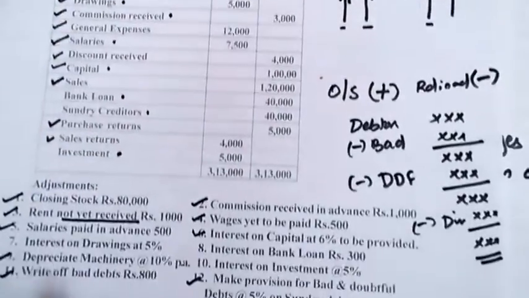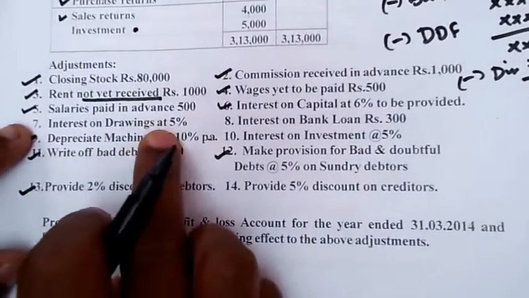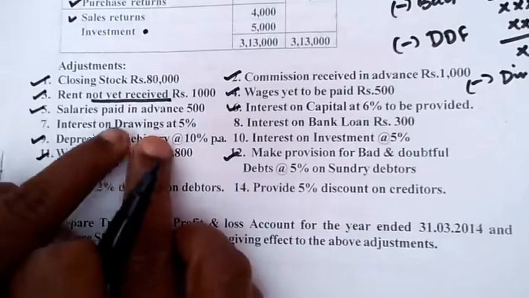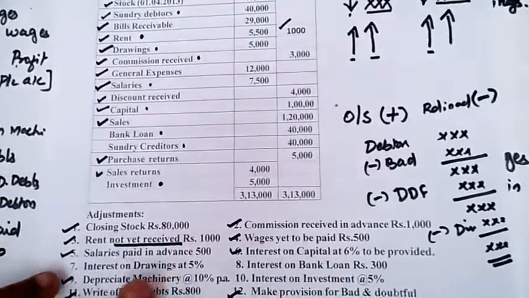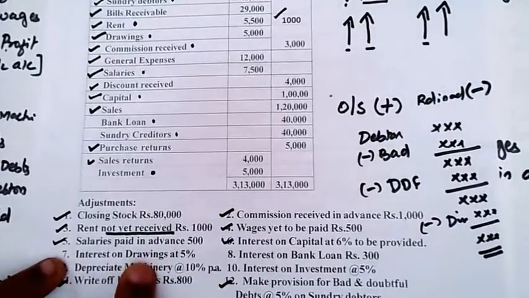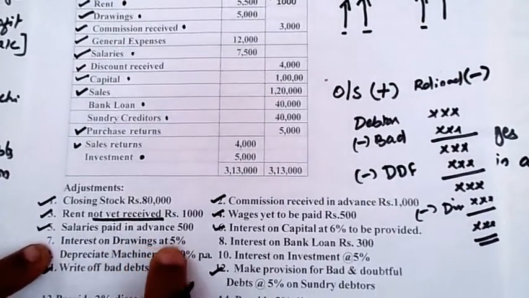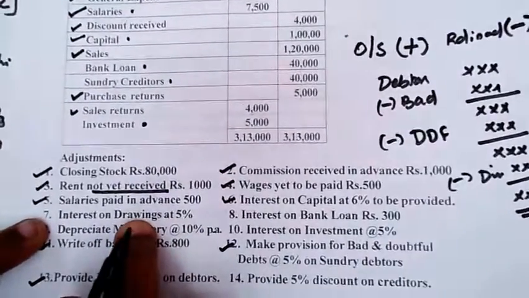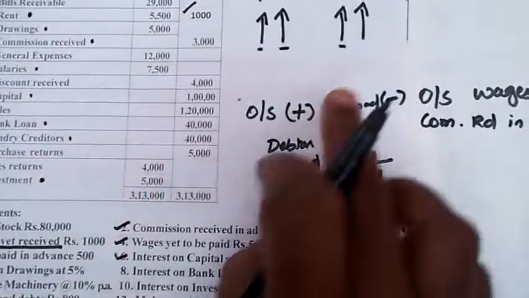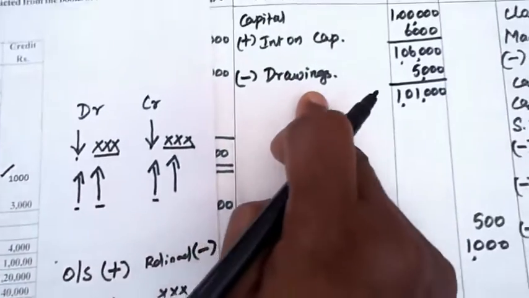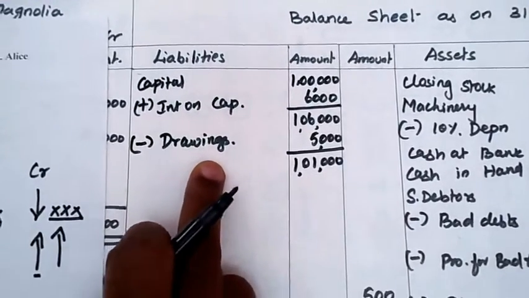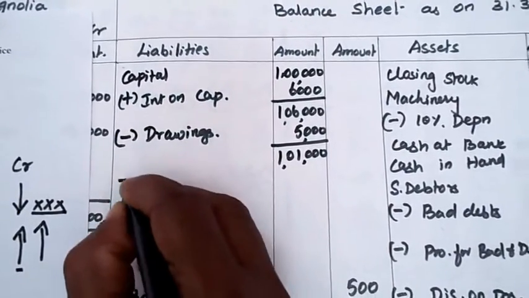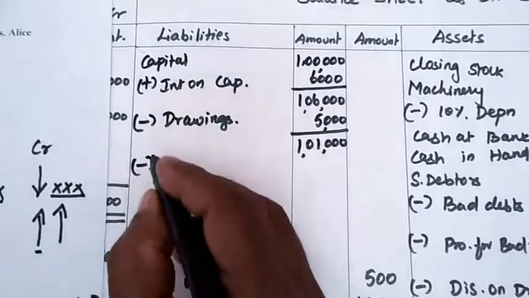Just refer to the adjustment. Interest on drawing at 5%. Already drawing is the amount which is subtracted from capital. If there is any interest on drawing, again you need to calculate 5% on drawing. That should be subtracted from capital. Why? Because drawing is the amount which is taken from capital. For that the proprietor needs to pay some interest. Okay, so that will be subtracted from capital.